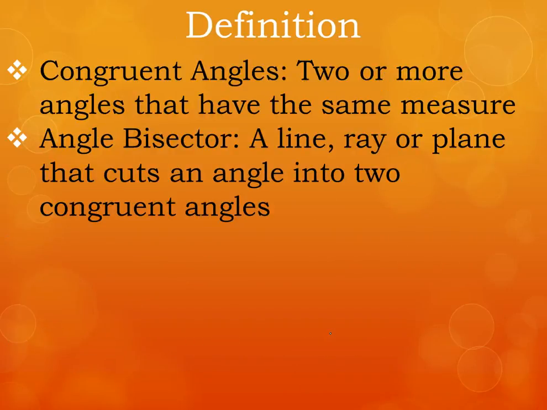In addition, we have two other concepts, congruent angles and angle bisectors. Congruent angles are two or more angles that have the exact same measurement, very similar to the congruent segments concept. Angles cannot be equal since they are not exactly the same, but since their measurements are equal, that's what we call congruent. An angle bisector is a line, ray, or plane that will cut an angle into two congruent angles. So we'll bisect it, cut it into two equal pieces, hence the word bi in bisector.